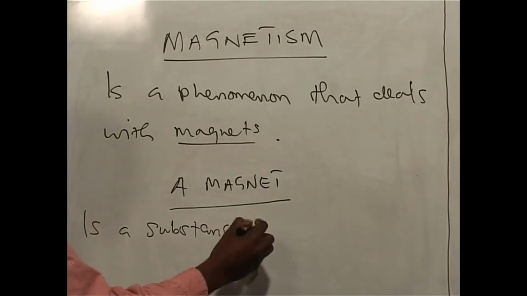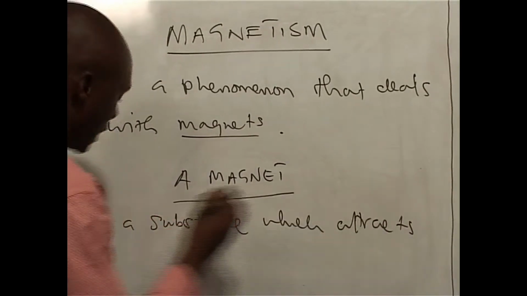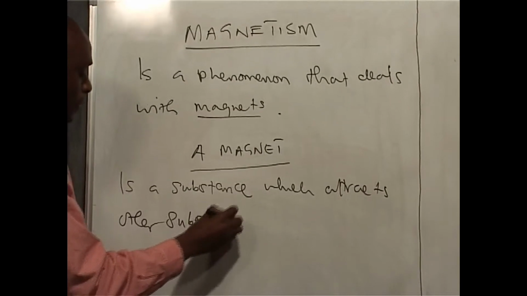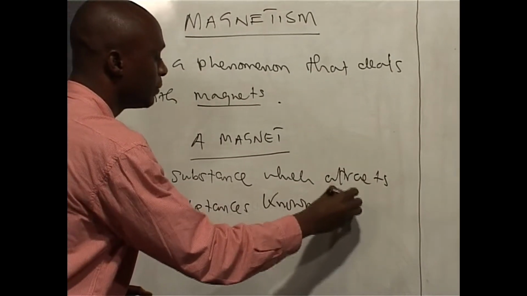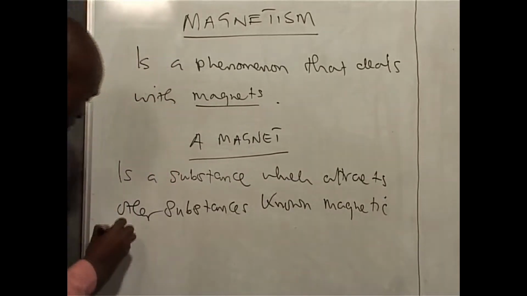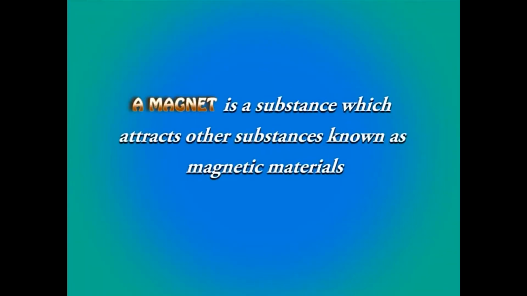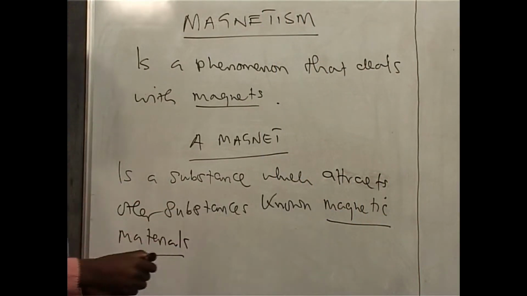So, we are saying a magnet is a substance which attracts other substances known as magnetic materials. What is important here is the word attracts.